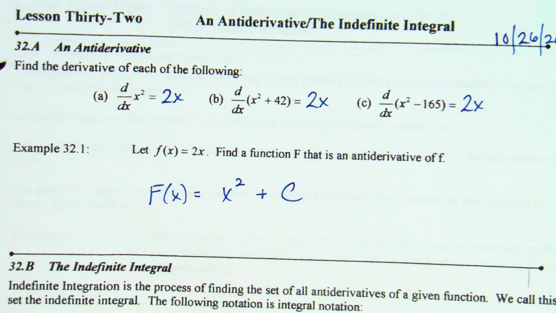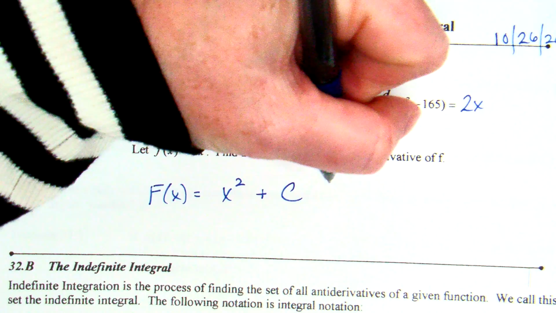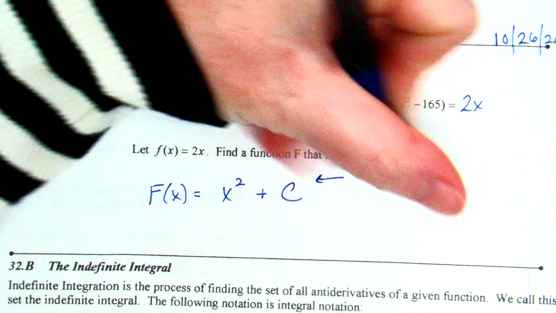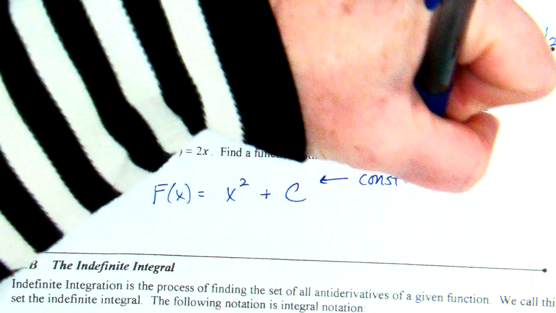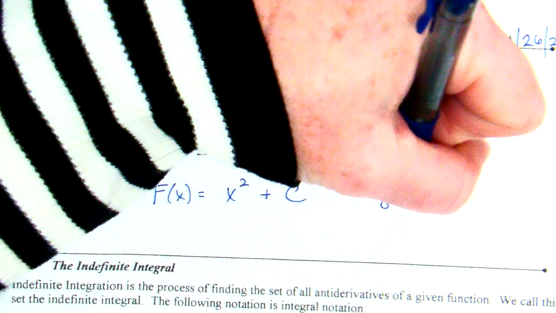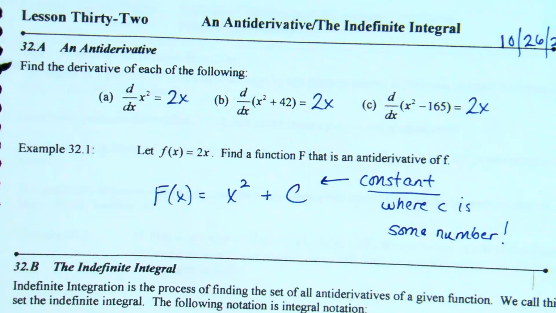Okay, so first of all, this plus c stands for a constant, where c is some number. I'm going to write that in here so we have it. Constant, where c is some number. It really could be any number. It could be a fraction, it could be a decimal, it could be positive, it could be negative.